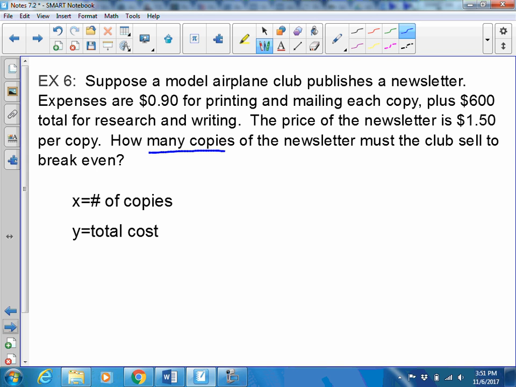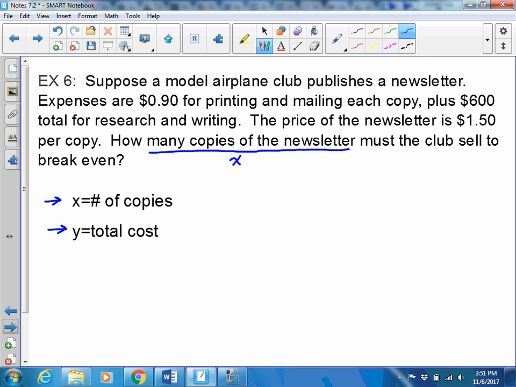So how many copies of the newsletter? I'm trying to come up with the answer for how many copies. Now I went ahead and defined the variables for you. We're going to call x the number of copies, y is the total cost. So I'm trying to figure out the value of x in this problem. Okay, so let's go ahead and set up our equations.